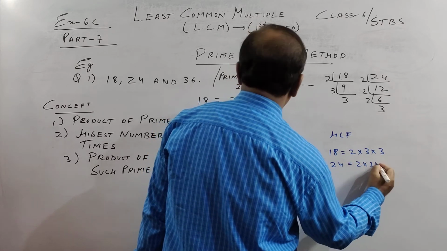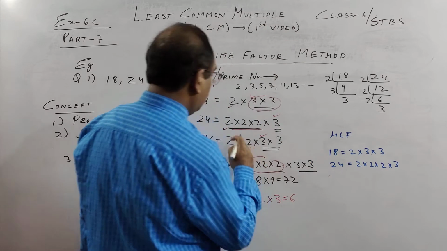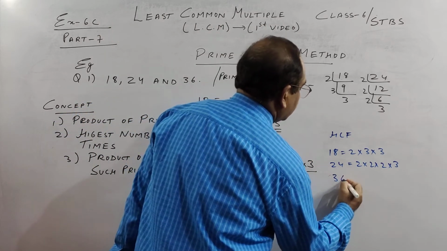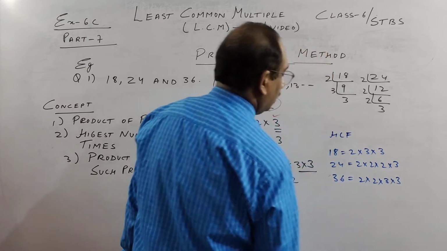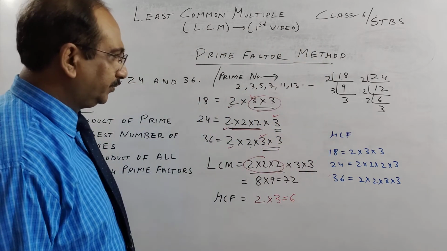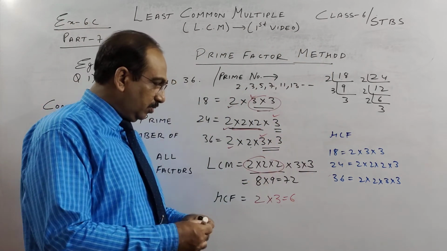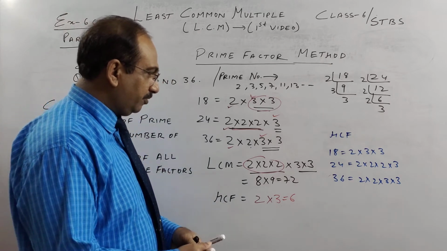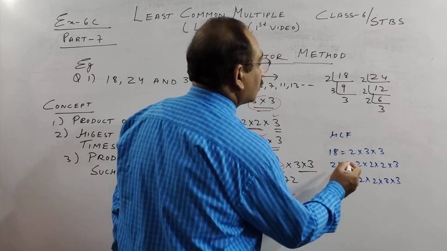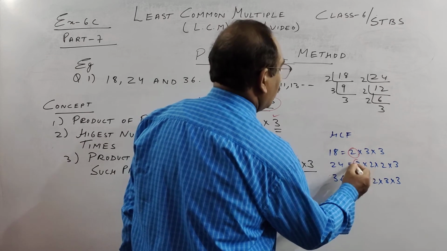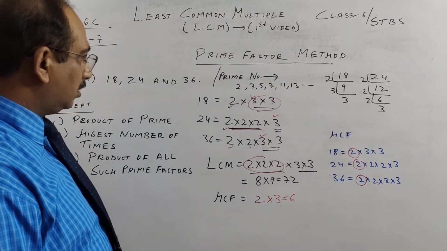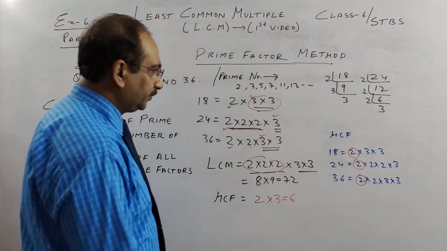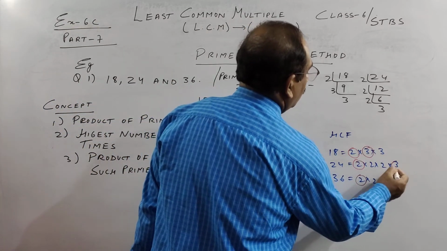24 is 2 into 2 into 2 into 3. And 36 is 2 into 2 into 3 into 3. So this is for HCF. What I am showing over here with the red pen, if you can see clearly, is what is common to all. 2 is common to all, and 3 is common to all.